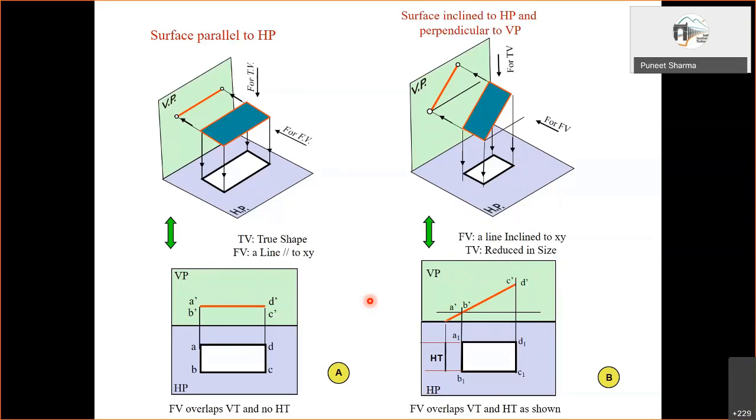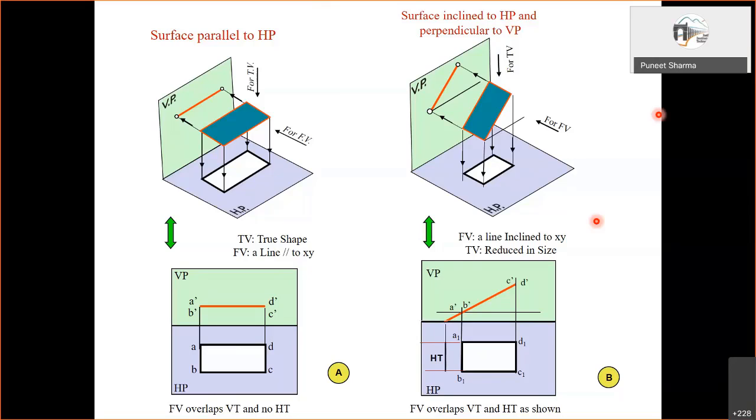Now let us see this next case. Here, first of all, this is the same thing we have seen in the previous slide. The plane figure is parallel to the horizontal plane and by default becomes perpendicular to the vertical plane. So here a line view and here the true shape. Now consider this one. What's the position of this? Again, it is still remaining perpendicular to the vertical plane, but it is now not parallel to the horizontal plane.